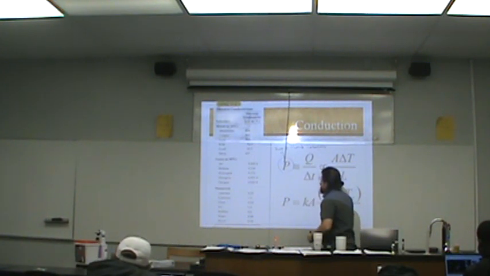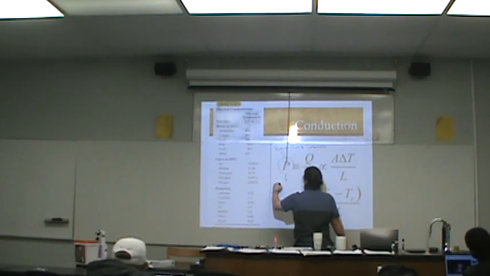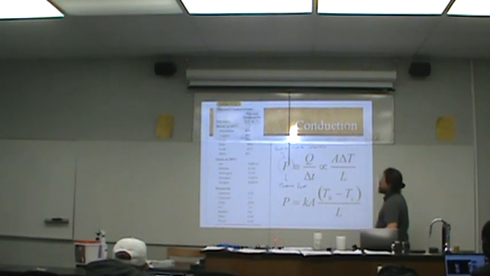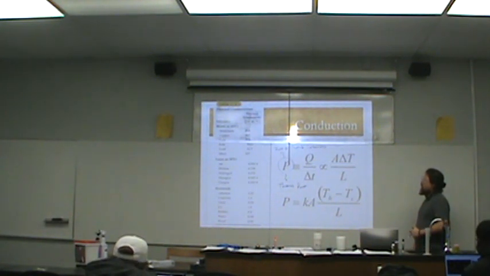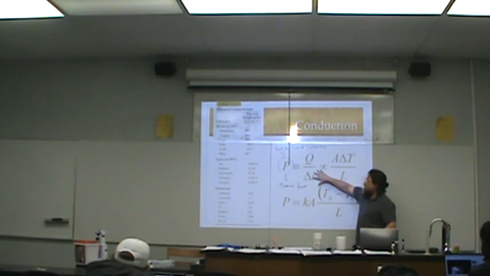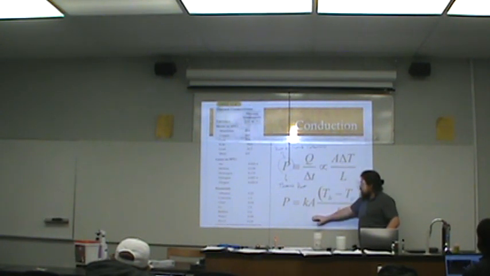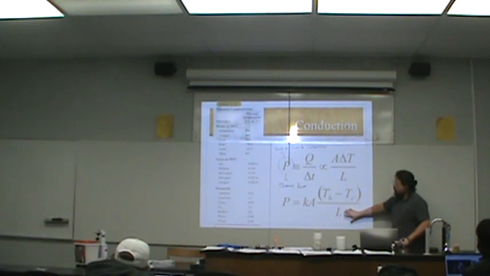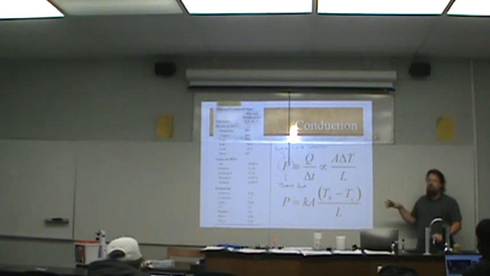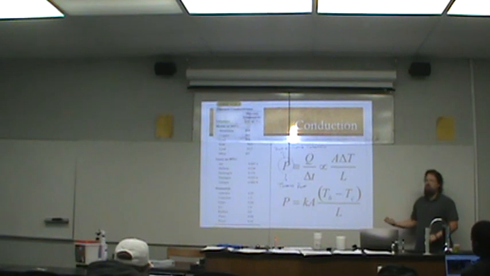So P is rate of thermal conductivity, but we can also call it thermal power. It's still energy over time. It's equal to the energy that transfers through the object divided by the time that it takes. But in addition, this formula down here looks at all the variables about a specific object to tell you how fast thermal energy will transfer through that specific object.